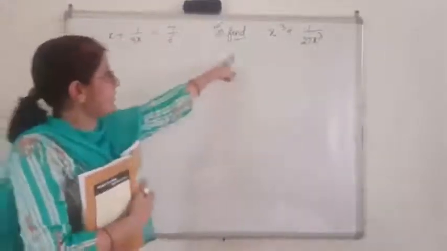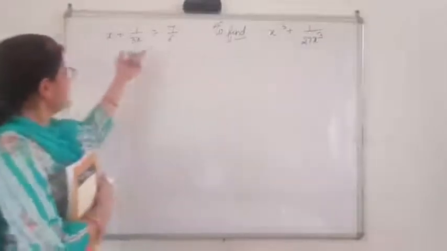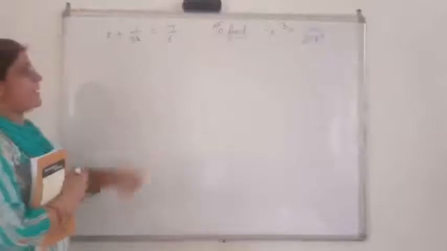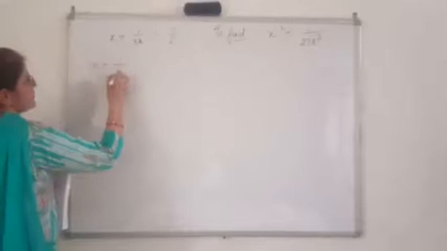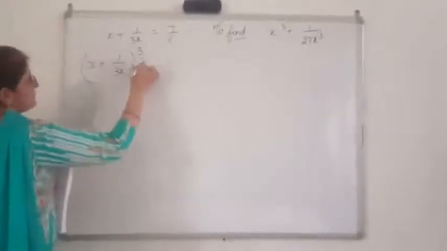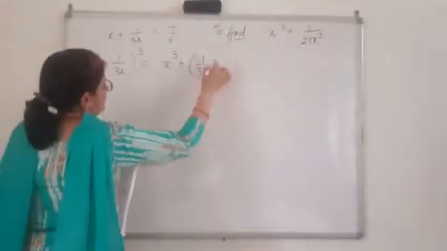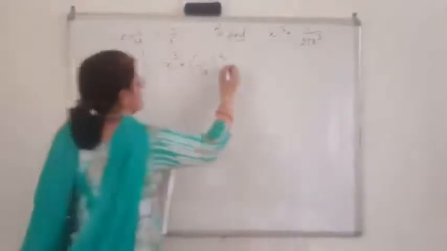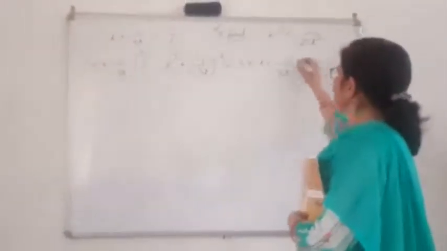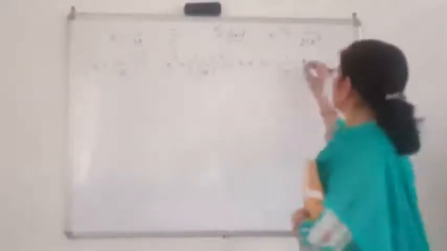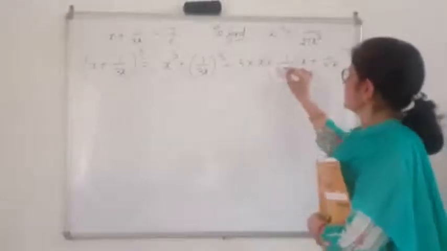And what you have to find? The value of x cube plus 1 upon 27x cube. So we will take this term and apply the cube identity here. So x plus 1 upon 3x whole cube equals a cube plus b cube plus 3 into first term x, second term 1 upon 3x, into whatever is given, x plus 1 upon 3x. So this x is cancelled, this 3 is cancelled.